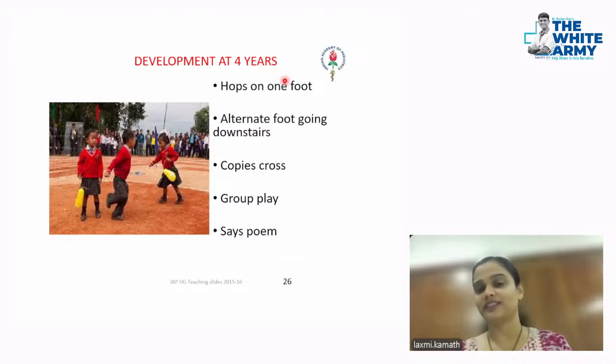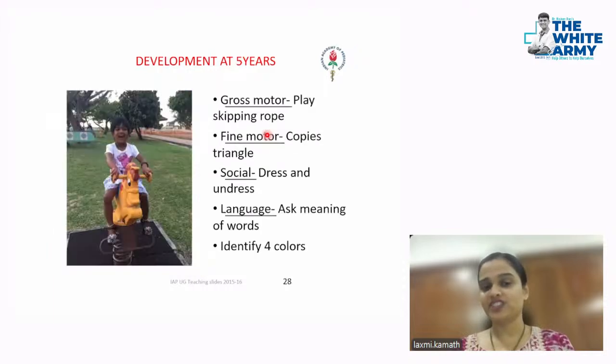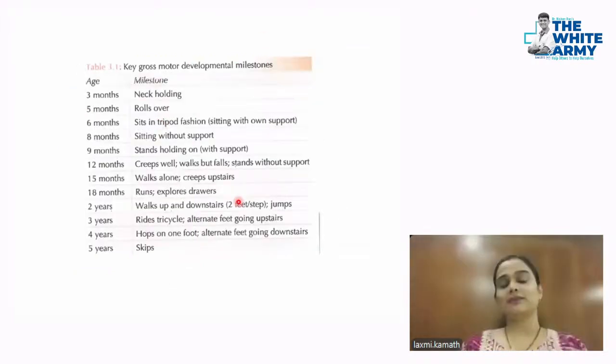So the hopping as well as alternate foot going downstairs comes at around 4 years of age. So this is what is hopping. So at 5 years of age, the child is able to do skipping also. So skipping comes at 5 years of age. This is the gross motor milestone.